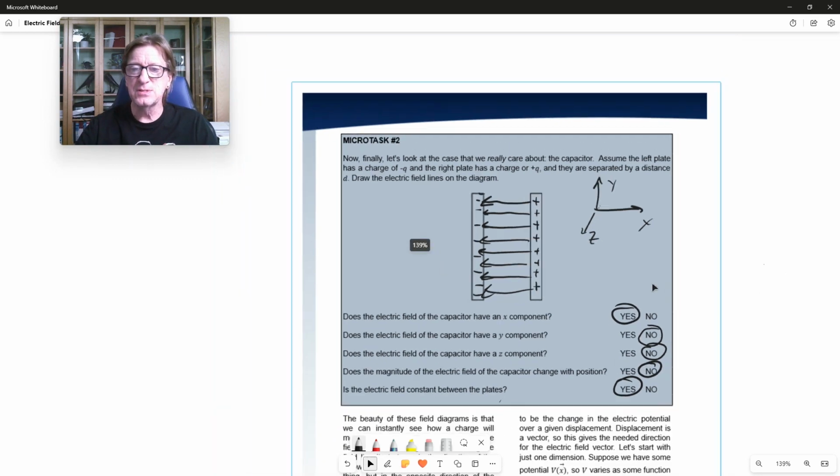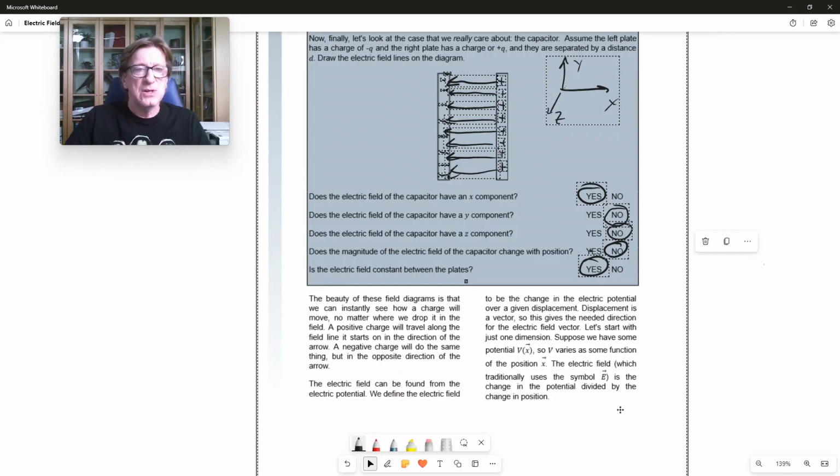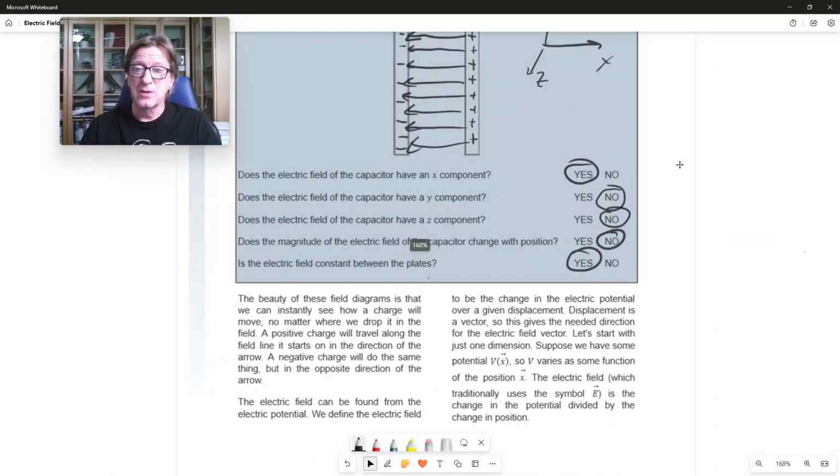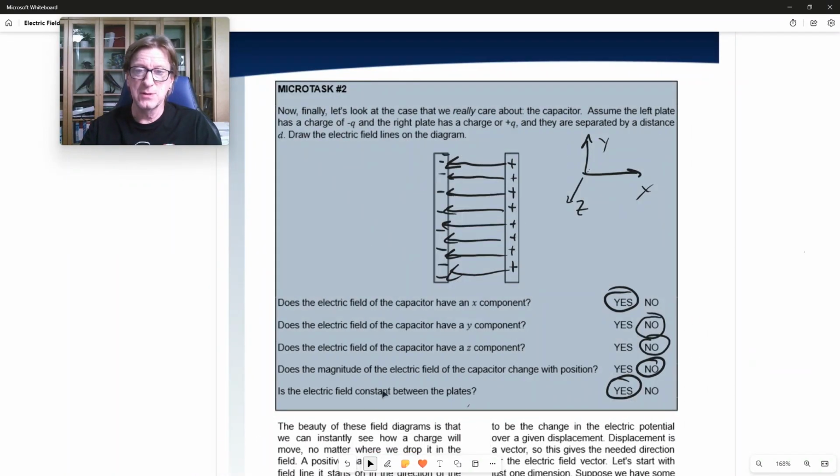All right? So this is a really useful method for doing this. Drawing pictures is all well and good. So, for example, if I zoom in here, if I drop any kind of charge in this area, I know exactly how it's going to move.